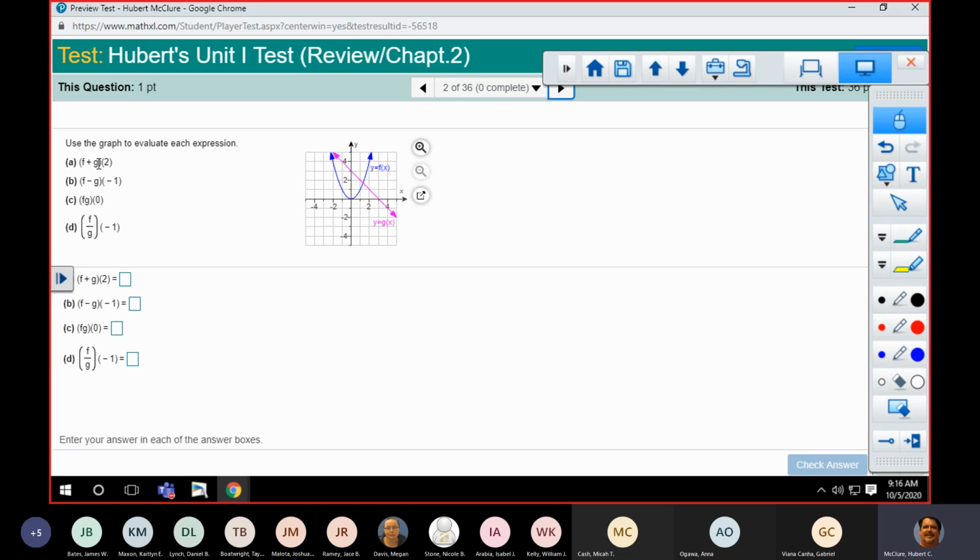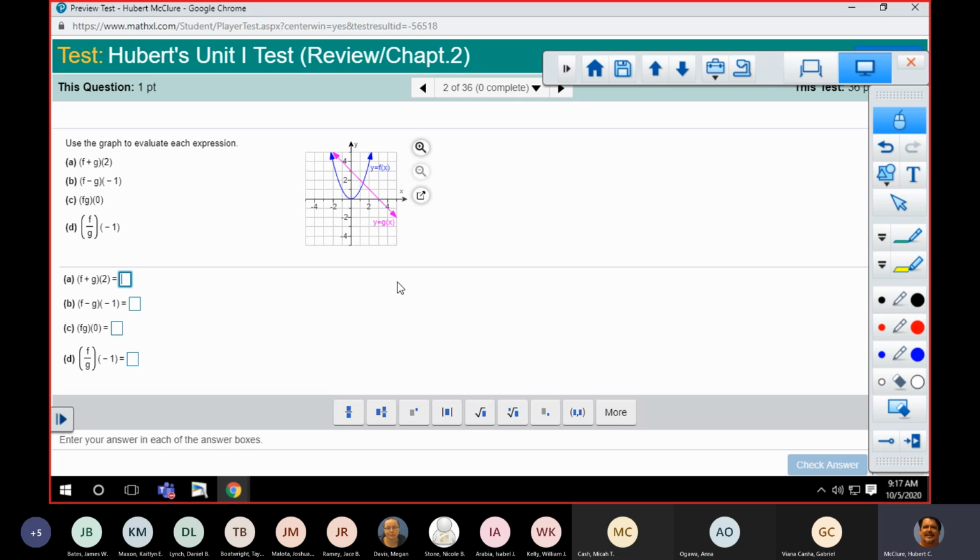Okay, f plus g, or this is just a graphing drill. So f of 2, well, this is f of x, this is g of x. F of 2, 1, 2, 3, 4. F of 2 is 4. G of 2, 1. What's 4 plus 1? 5.